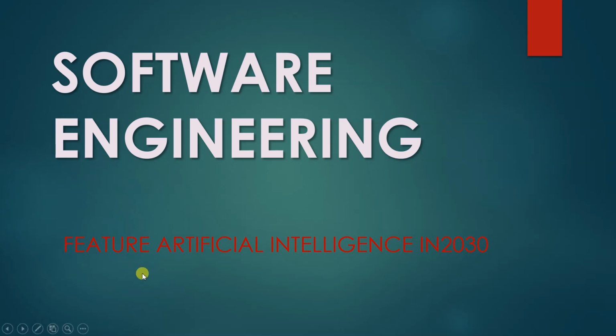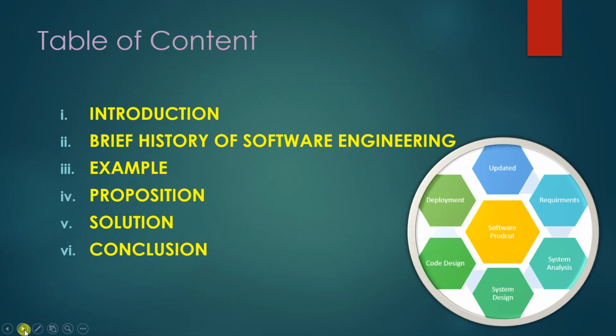Or if you don't want to use the next arrow, you click here. You see there is this option here. Next, previous. Click here next. You see the second one, table of content. Everyone will know what you're going to talk about already. You will be talking about introduction. You will give history. You can talk about the examples, proposition, solution, and conclusion.